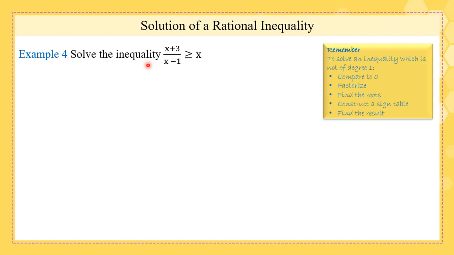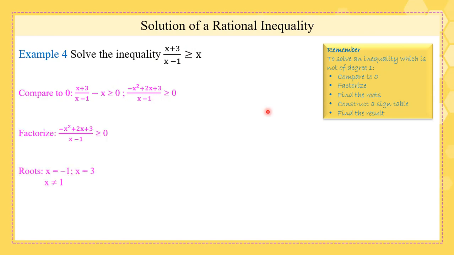Now we want to solve this inequality. Now this is an inequality whose degree is not 1. Remember, because x is in the denominator. So the first step is to compare to 0. This is what we mean by compare to 0. It means we have to take x from the right side to the left side of the inequality. And then we take a common denominator. We find out the roots. The roots of the numerator are negative 1 and 3. In the denominator, we have to state that x is never 1.